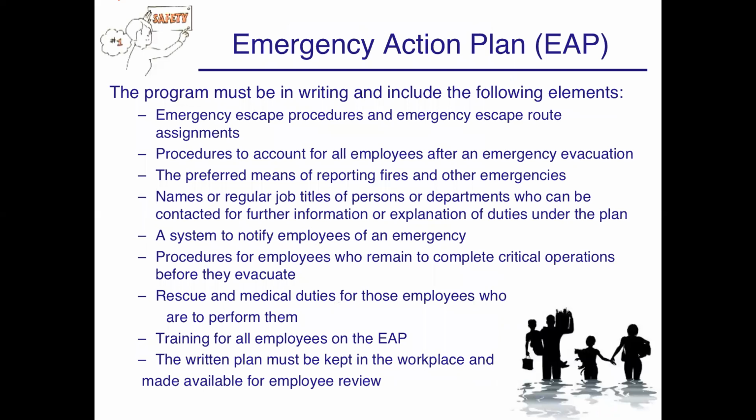Next, we will discuss the Emergency Action Plan, or EAP. The EAP must be in writing and include the following elements: emergency escape procedures and emergency escape route assignments, procedures to account for all employees after an emergency evacuation, the preferred means of reporting fires and other emergencies, names or regular job titles of persons or departments who can be contacted for further information or explanation of duties under the plan, a system to notify employees of an emergency, procedures for employees who remain to complete critical operations before they evacuate, rescue and medical duties for those employees who are to perform them, and training for all employees on the EAP. The written plan must be kept in the workplace and be made available for employees to review.